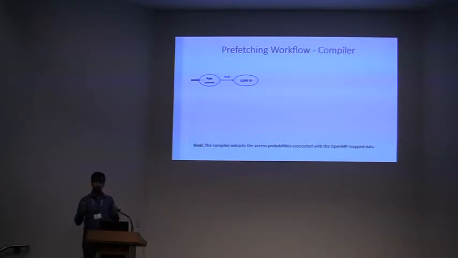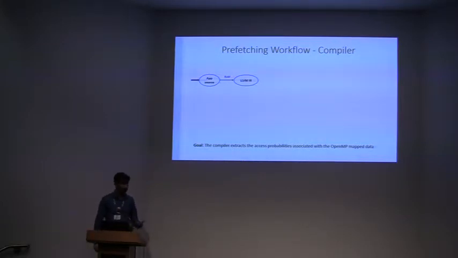So this particular prefetching optimization, how does this work in practice? So you have the compiler side. The compiler extracts certain information. The goal of the compiler, especially here, is to extract data access probabilities. Because if a data is likely to be accessed, we want to prefetch it. If it's not likely to be accessed, let it demand page.